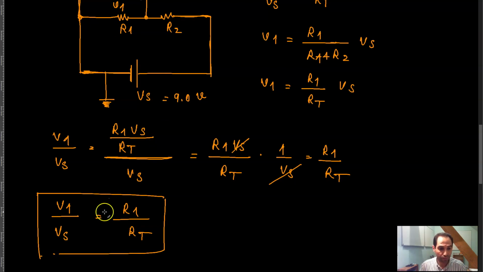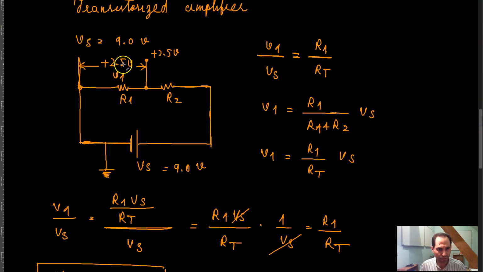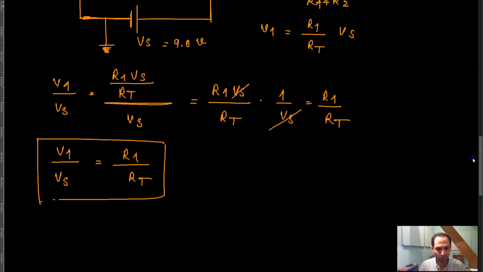So you can use this fact to find the value of these resistors. Now you know the ratio of the voltage that you want to get at this point to the supply voltage is 2.5 volts divided by 9.0 volts. Volt and volt cancel out, and the ratio becomes 2.5 to 9. So you can choose the same ratio for R1 and R of T. But then your R of T has to be known, right?